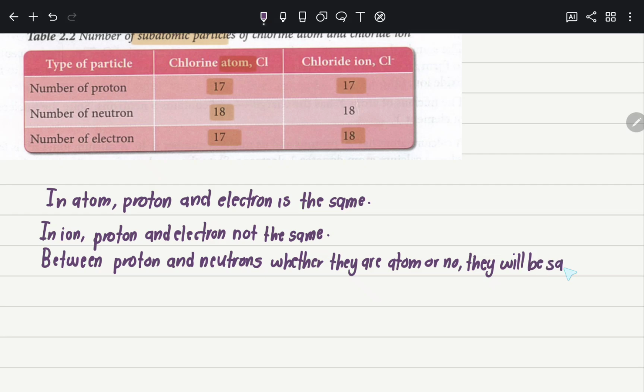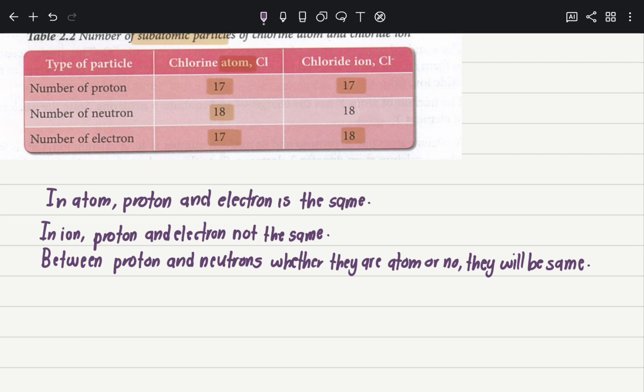Okay, so let's say I have a sodium atom. If my sodium atom has 11 protons, when I say sodium ion it also has 11 protons. For neutrons, let's say my sodium atom has 21. Let's say, I'm just making it up. Let's say they have 21 neutrons. So my sodium ion also has 21 neutrons. Understand? The change will occur in electron.